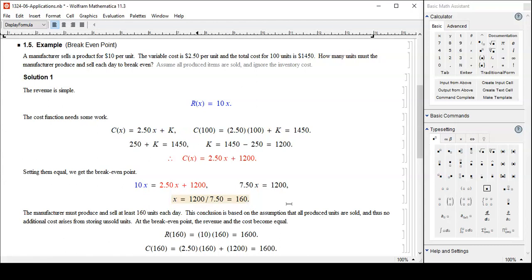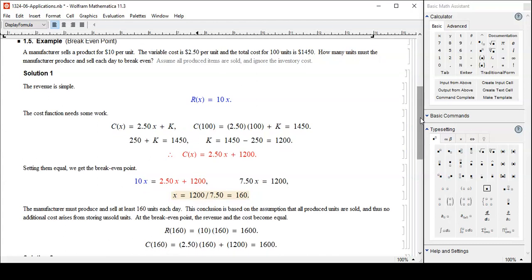By the way, in this problem, assume all items produced are sold. So we are not going to consider the inventory cost. If there are some unsold items, you have to store those somewhere, and that's inventory cost, and that's too complicated. If you go to business calculus, we're going to deal with some inventory cost problems there, but not here.